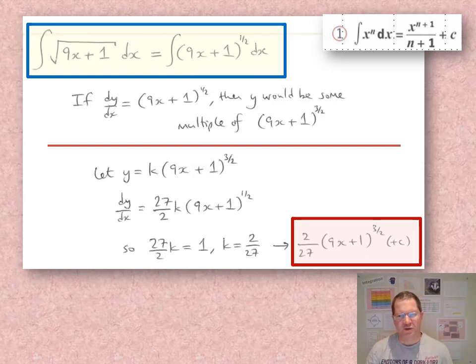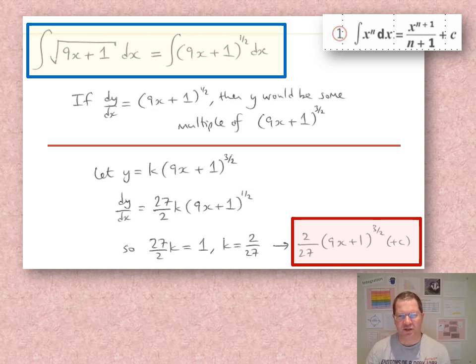I'm going to finish off with 2 based on polynomials, neither of which has a positive integer index. So the integral of the square root of 9x plus 1 dx, we would normally rewrite that using the power of a half, so (9x plus 1)^(1/2). Don't forget that if we integrate that, we would expect the index to be 3 over 2.